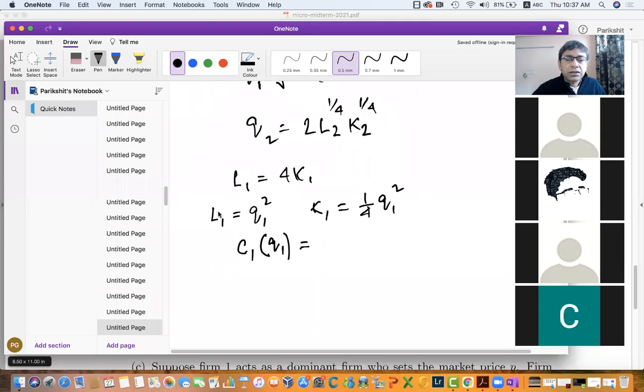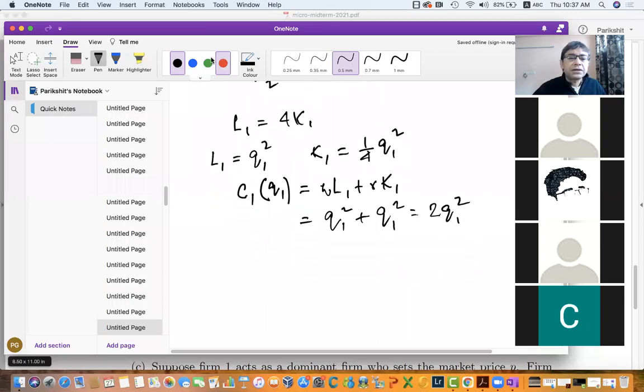In general it's W L1 plus R K1, where W is the price of labor and R is the price of capital. W is 1 here, and L1 is Q1 squared. So we have Q1 squared plus R, which is 4, times 1/4 Q1 squared. The 4 cancels out, so you have another Q1 squared. So you have 2 Q1 squared. Okay, that's our first cost function.